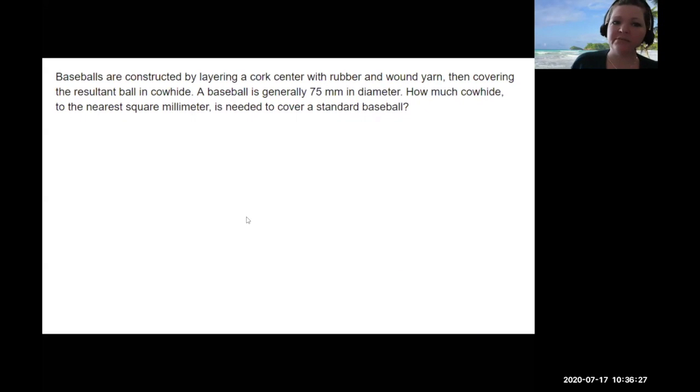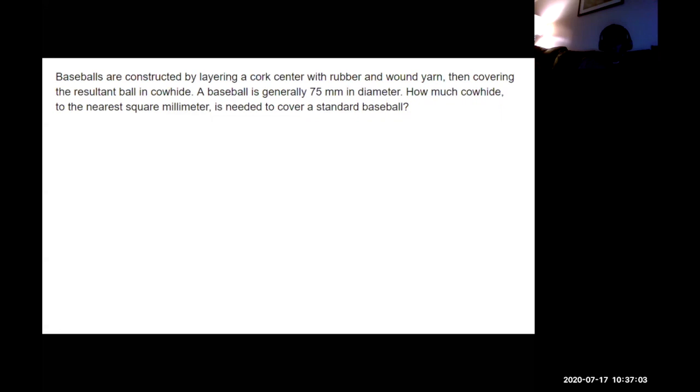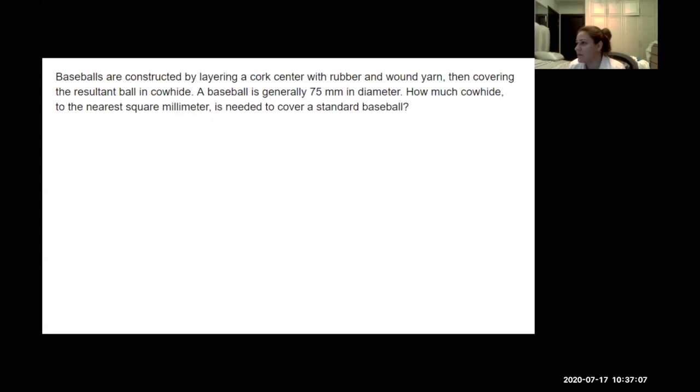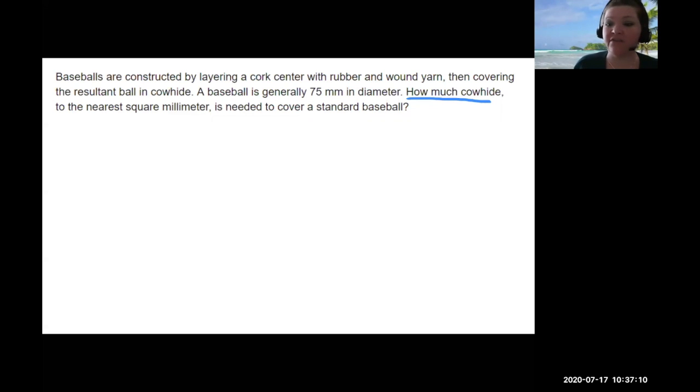Next one. Baseballs are constructed by layering a cork center with rubber and wound yarn, then covering the resultant ball in cowhide. A baseball is generally 75 millimeters in diameter. How much cowhide, to the nearest square millimeter, is needed to cover a standard baseball? What in the world? What are they asking me to do or to find? This is how much cowhide. Area. So both Stephen and Manal are right.